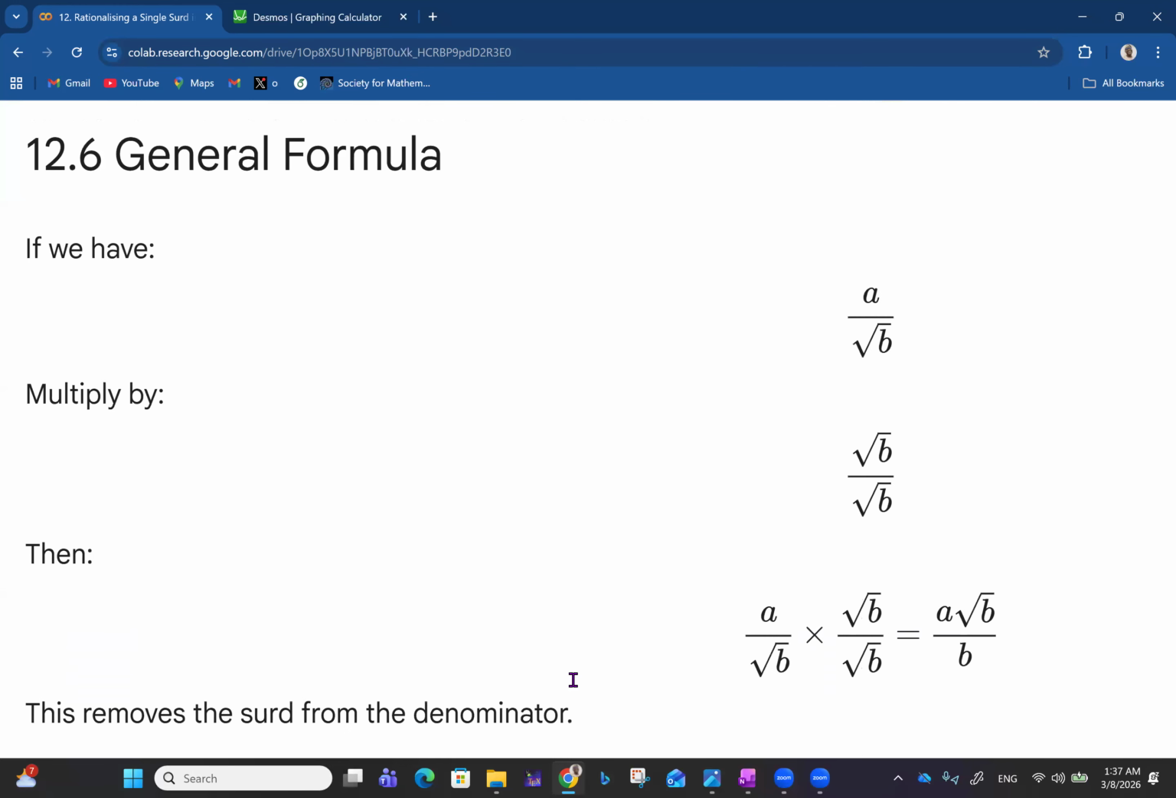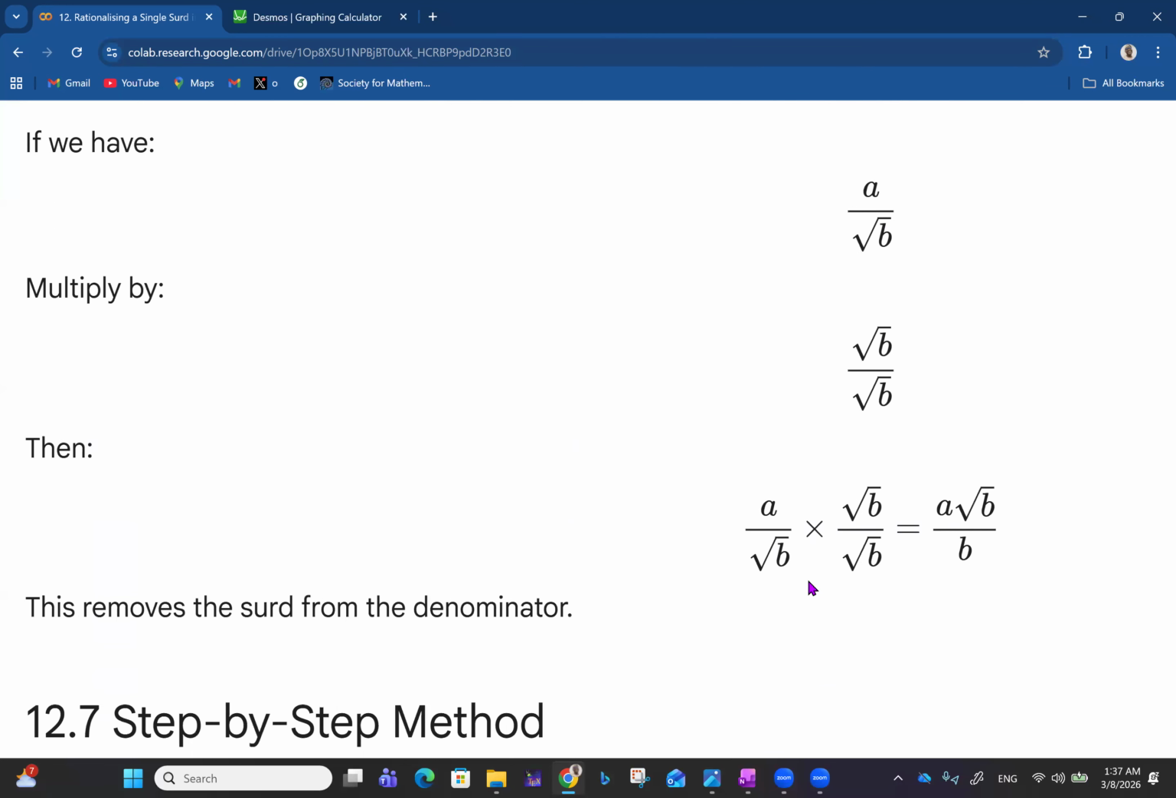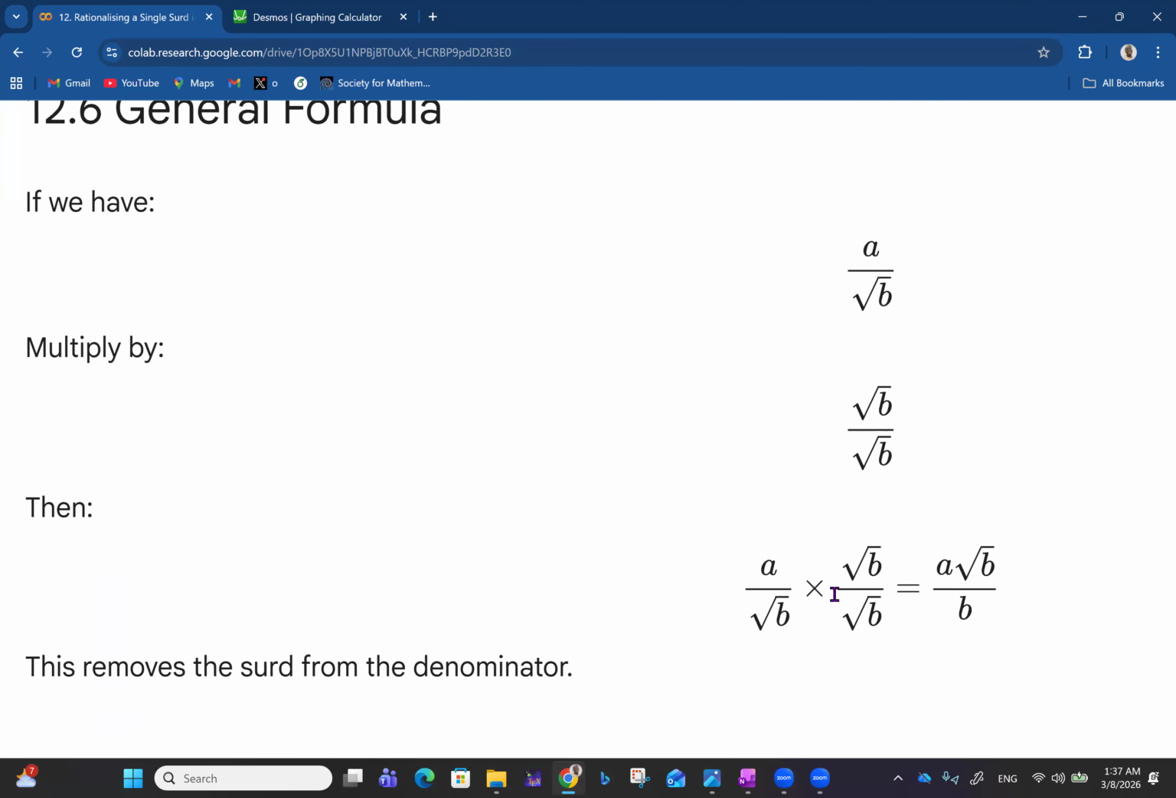So the general formula is that if we have a divided by root b, you multiply by root b over b, because b is down there. And then you have square root of b all over square root of b, which is 1. So you have a divided by square root of b multiplied by root b divided by root b. It's more or less like you're multiplying by 1.